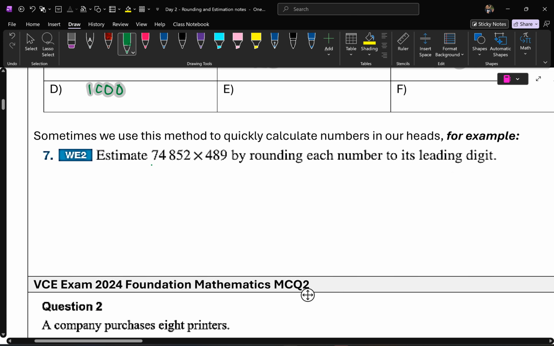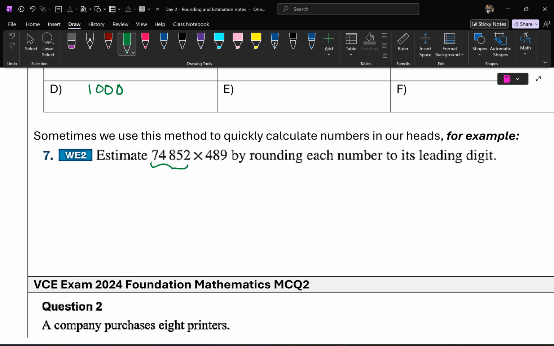It could be you're buying something that weighs 74,852 grams. Make it kilos, for example. And you're buying 489 units of that. Now, if you had to sit down and roughly estimate, because you don't have a calculator with you, if you had a calculator, cool, punch it in, everyone's done. But if you didn't have one, if we just had to estimate roughly, how much would this cost?